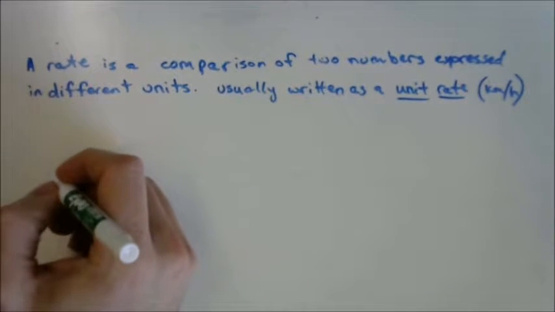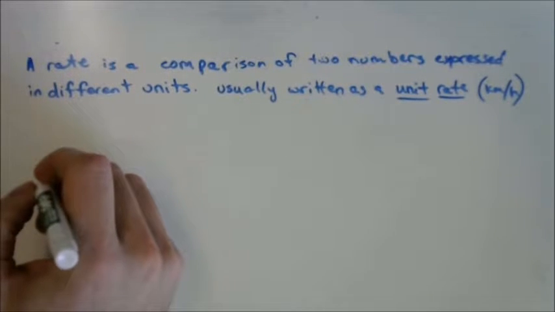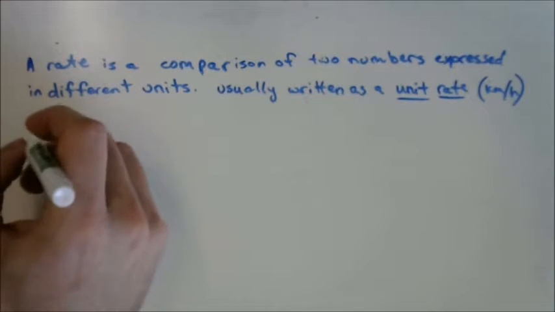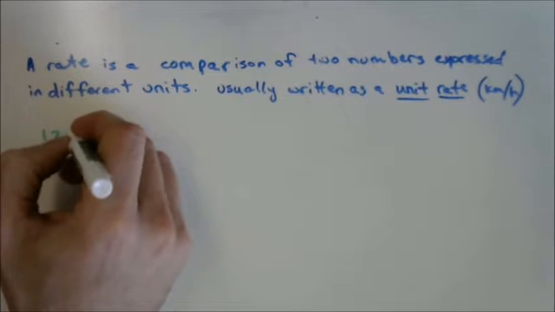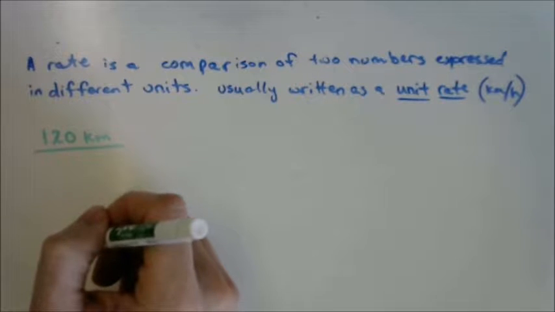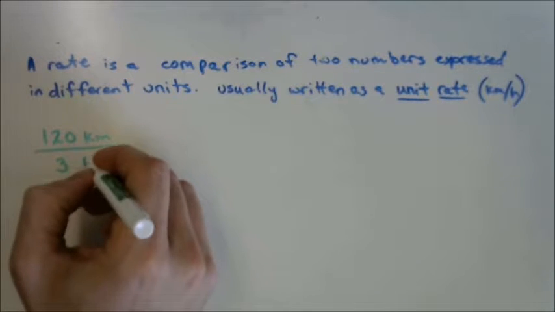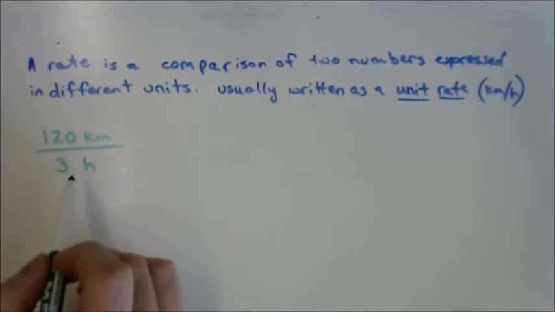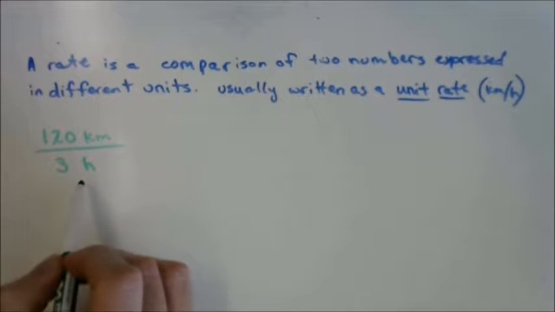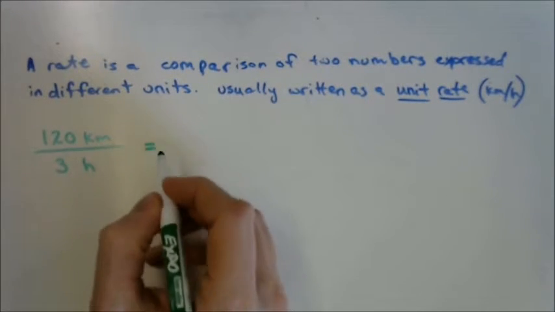So we're going to create a fraction here based on the rate, how far he flew, and how long he flew for. So how far did he fly? We've got 120 kilometers, and we're going to put that over the number of hours that he flew. So how many hours did he fly? 3 hours. Now notice, when I did this, I didn't say 120 over 3. We said 120 kilometers over 3 hours. Keep the units there. But we can reduce this.